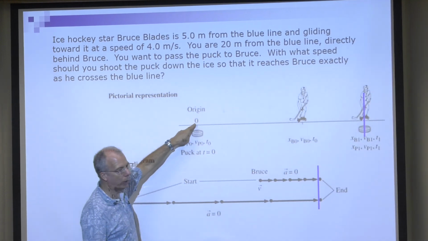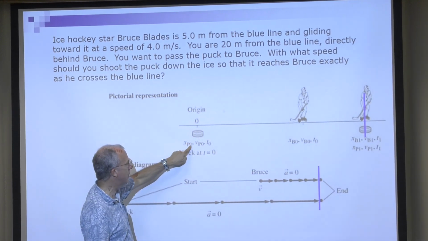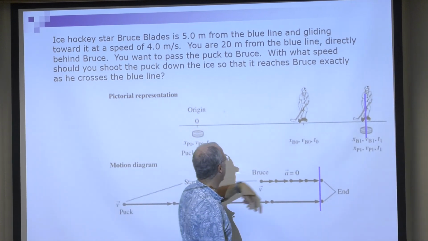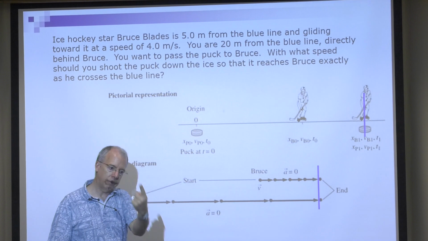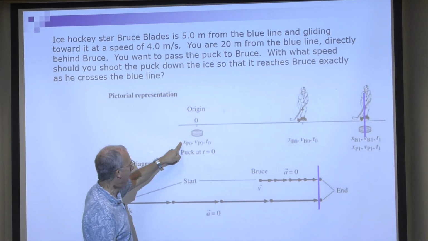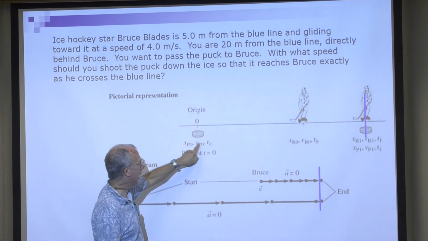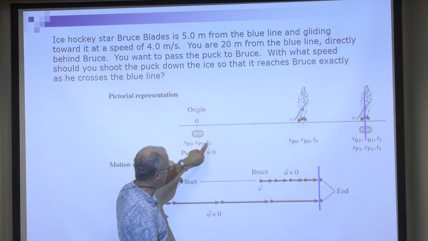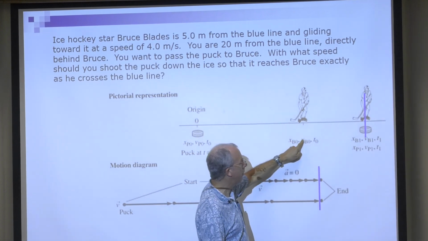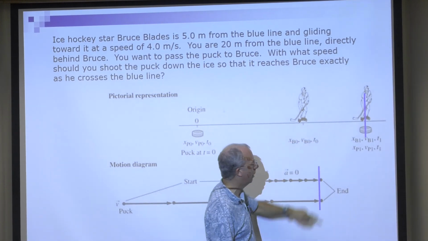Now this is the initial point for the puck, so we're going to say xp0. This is the initial point for Bruce, x Bruce 0. Right? Then you just do it. You know, position, velocity, time, because we don't have to worry about acceleration. So x puck 0, velocity puck 0, time 0. That's a t, believe it or not. Okay, x Bruce 0, velocity Bruce 0, time 0.